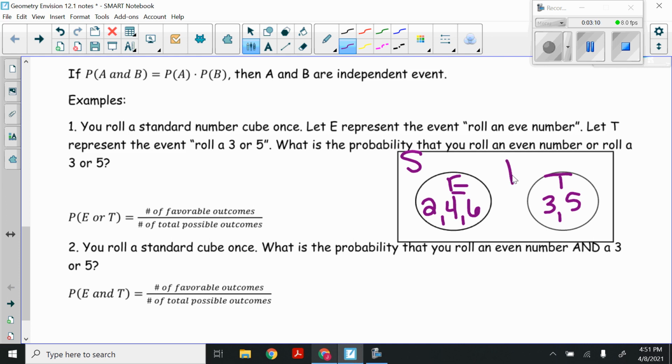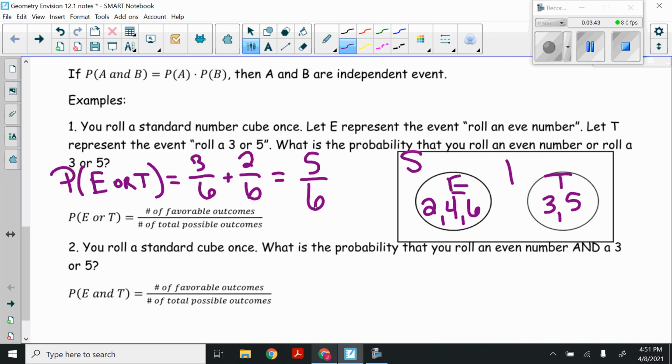So what's the probability that you roll an even or roll a 3 or a 5? So probability even or 3 or 5 are T. Or means we're going to add. So what's the probability that we're going to get an even? We have 3 even numbers out of a total of 6. Plus, now the probability that we would get a T, a 3 or a 5, we have 2 chances out of, again, 6. So when we add that, we get 5 out of 6. So the probability that we would get an even or a 3 or a 5 is 5 out of 6.